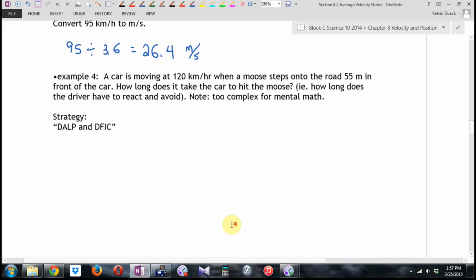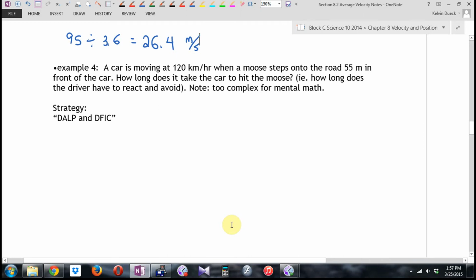You ready? I have two strategies: DALP and DFIC. DALP stands for draw a little picture. When in doubt, DALP. And DFIC stands for, it's an acronym.